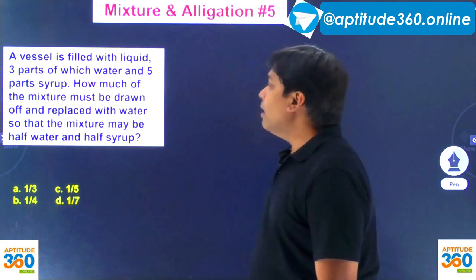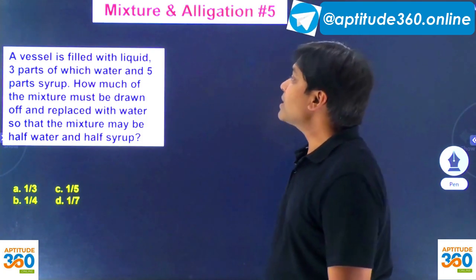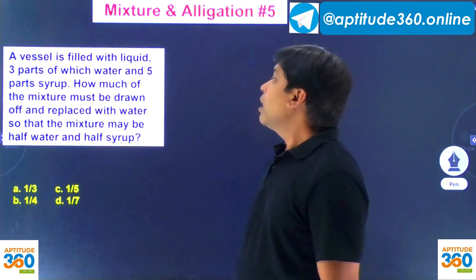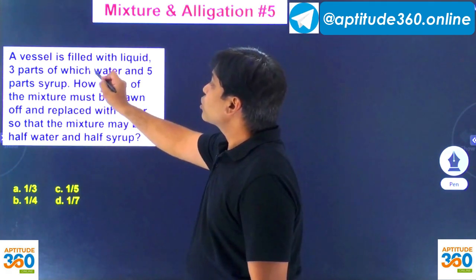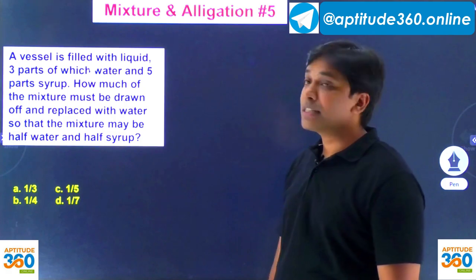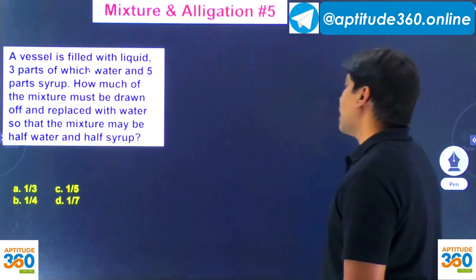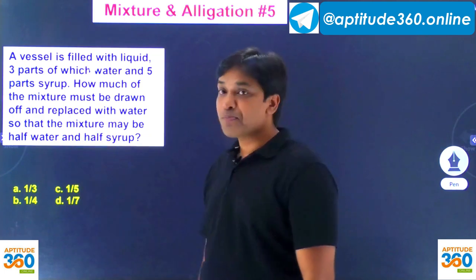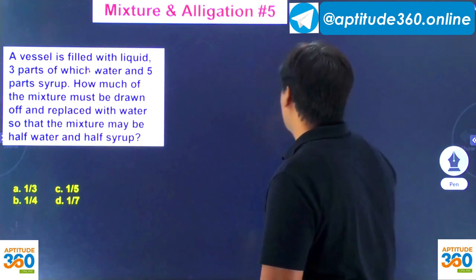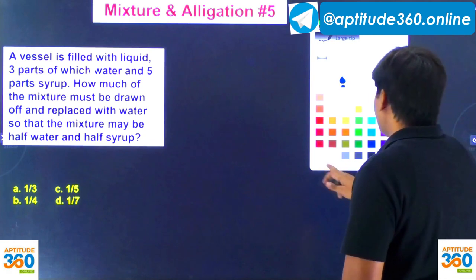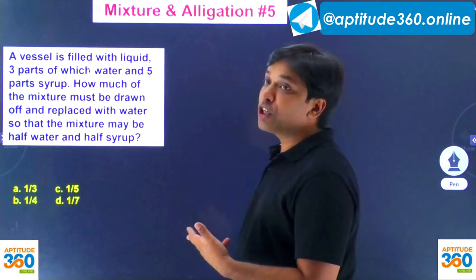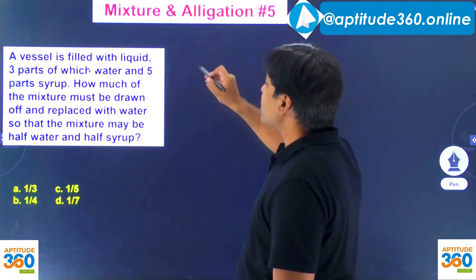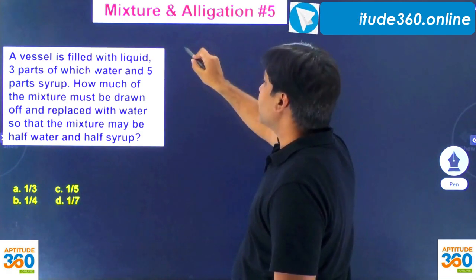Okay then, let us move to this problem. It says that a vessel is filled with liquid, 3 parts of which is water and 5 parts syrup. How much of this is drawn off and replaced with water? Understand this. What did I say? In the previous video, which is video number 4 of Mixture and Alligation, I said that you need to be focusing upon water here in both of the cases.